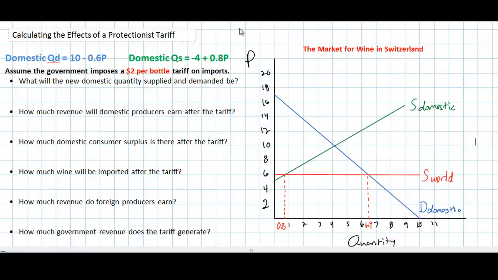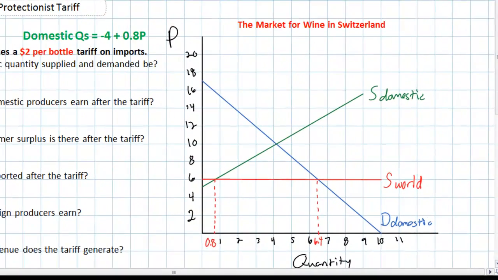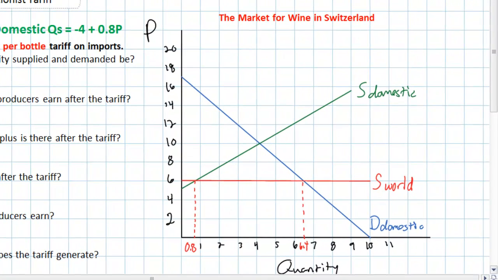But first let's illustrate the effect of a $2 tariff on wine. You'll recall that a tariff, or a tax in this case, is a cost imposed on the producers of a particular good which reduces the supply of that good. Graphically, this will result in an upward shift of the world's supply curve by exactly $2. So the first thing we want to do is illustrate the effect of the $2 tariff.